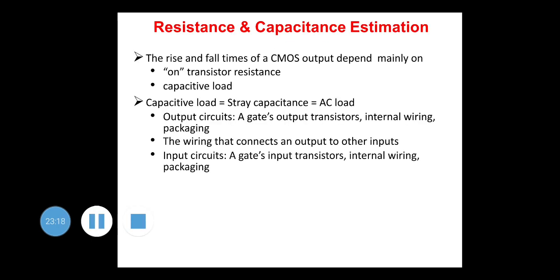Resistance and capacitance estimation. The rise and fall time of the CMOS output depend mainly on transistor resistance and capacitive load. Capacitive load is also called stray capacitance or AC load. The output circuits: a gate, output transistor, internal wiring, packaging, and wiring that connects an output to the other inputs. Input circuit: a gate, input transistors, internal wiring, packaging.